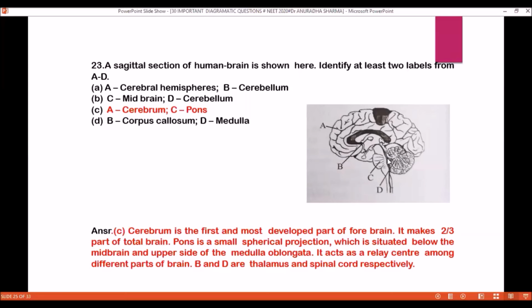Pons is a small spherical projection which is situated below the midbrain and on the upper side of the medulla oblongata. It acts as a relay center among different parts of the brain. So B and D are thalamus and spinal cord respectively. So option C, that is A is cerebrum and C is pons, is correct.